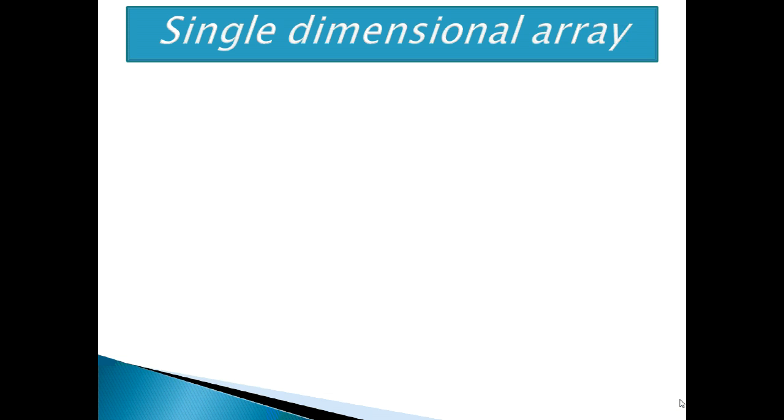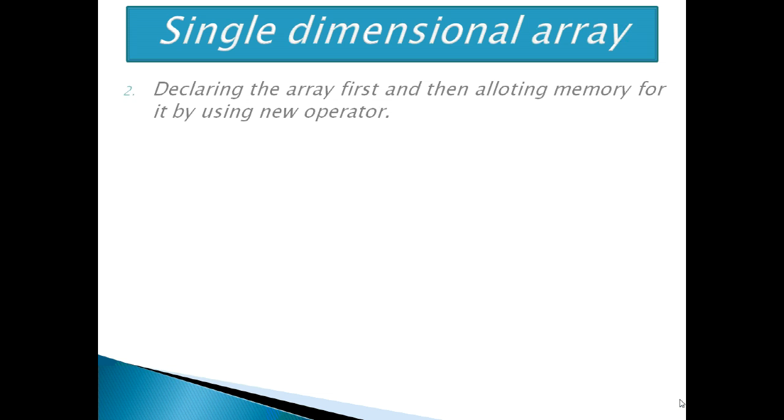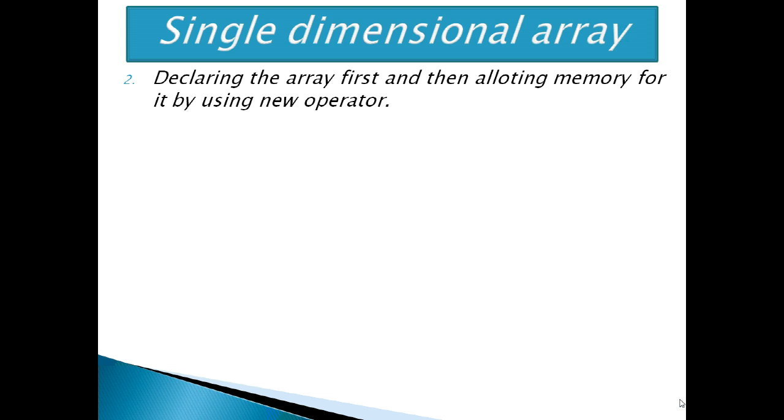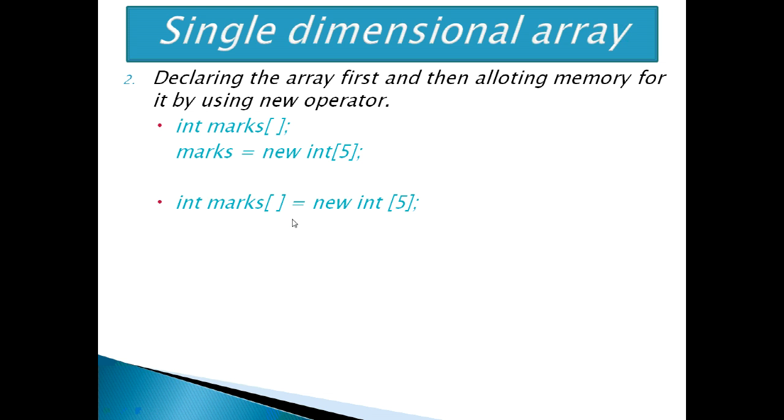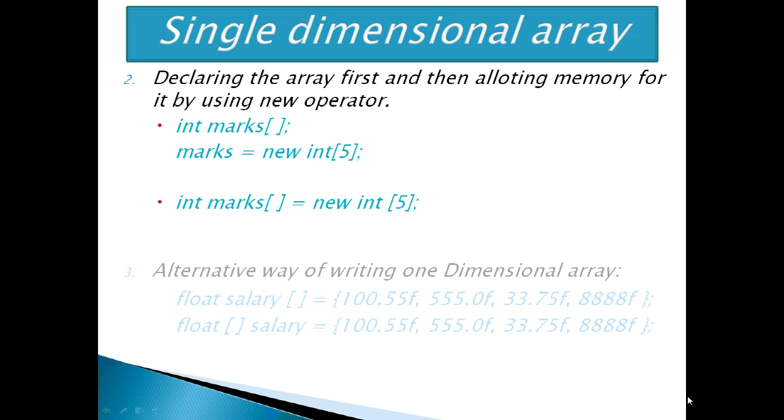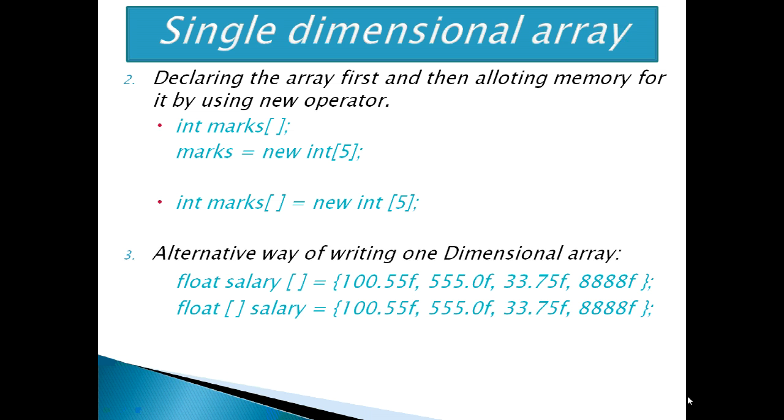Another way of creating a one-dimensional array is by declaring the array first and then allotting memory for it using the new operator. Here int marks[], we declare marks as an integer array, then marks = new int[5], where 5 is the size of the array. Or we can write by combining the above two statements like int marks[] = new int[5]. And there are other alternative ways of writing a one-dimensional array too.